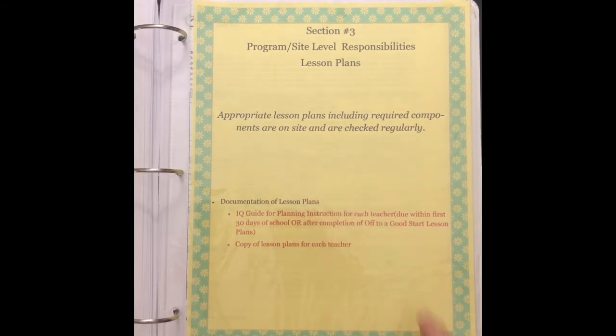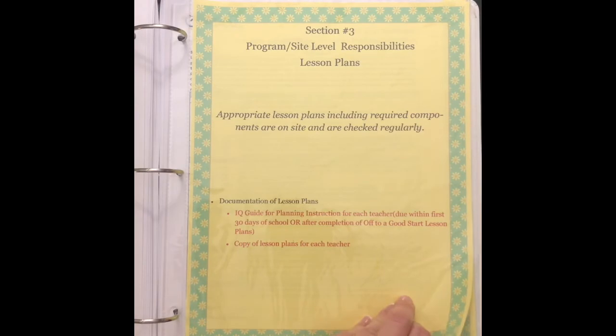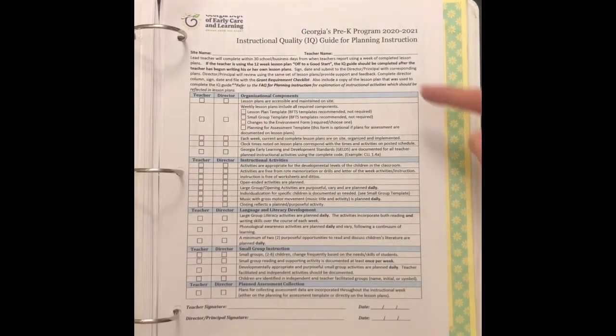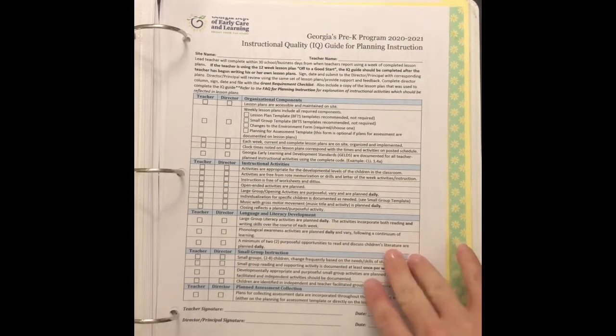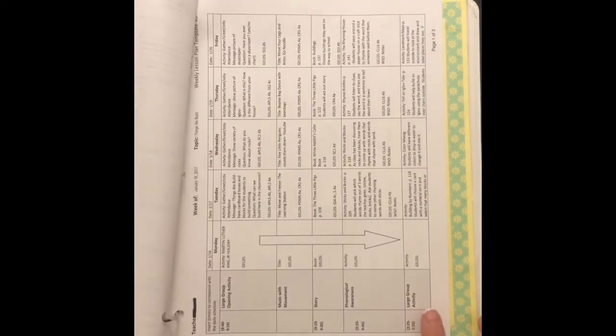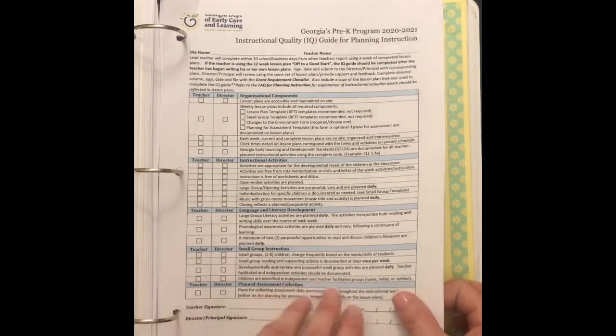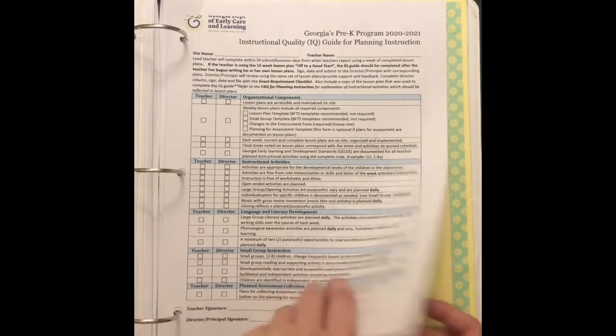regularly. At the beginning of the school year, within the first 30 days, teachers will complete the IQ guide for planning instruction, and they will attach a copy of those lesson plans that they reviewed to the IQ guide. You need to make sure that you have one IQ guide for every class.